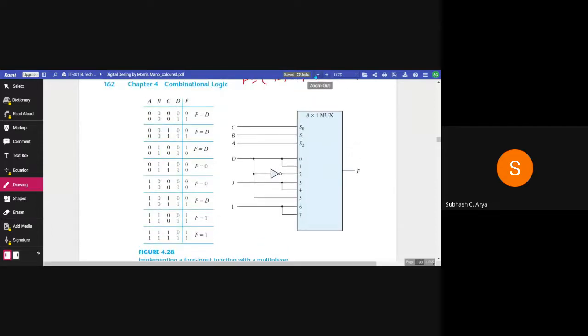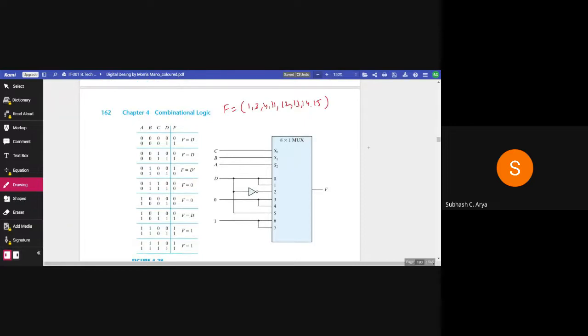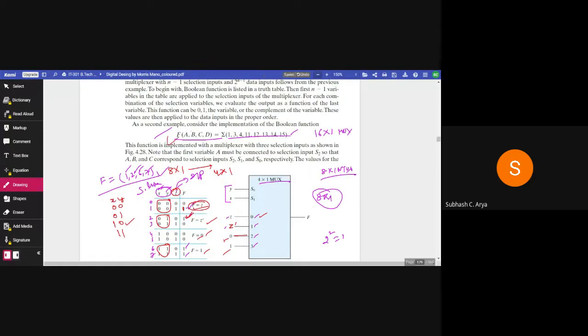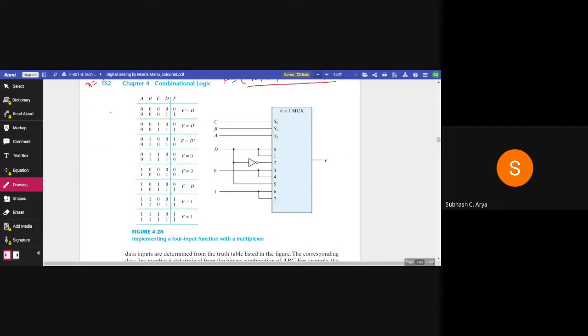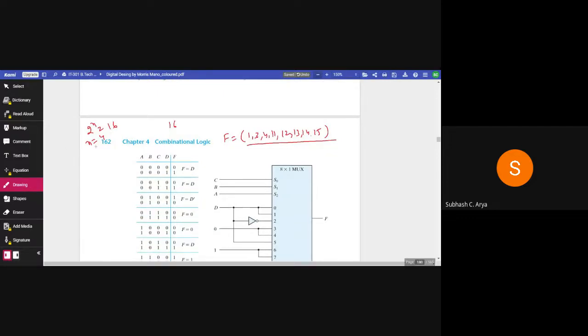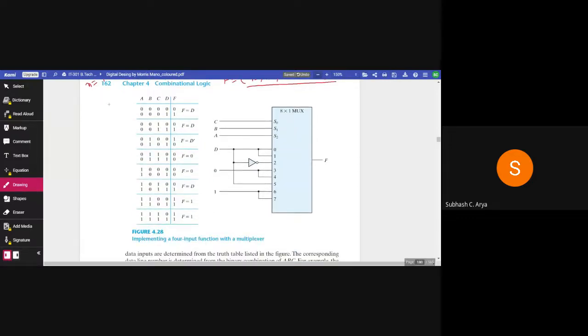So let me reduce the size a little bit. Since the total number of inputs or minterms is 16, from 0 to 15, 2 to the power n is equal to 16, so n will be 4, and it is written here also. You can see f is a function of a, b, c, d. So in the simple case, we can realize this function with the help of a 16 cross 1 multiplexer, straightforward.